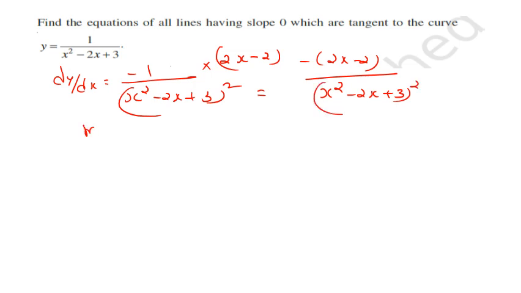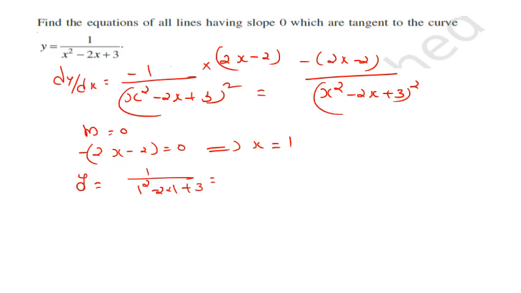But you know slope is equal to what? 0. So what you can say? Minus of (2x minus 2) is equal to 0. Implies x is equal to what? 1. If x is equal to 1, then what is y? y is equal to 1 by (1 squared minus 2 into 1 plus 3). So what is the answer? y is equal to 1 by 2.